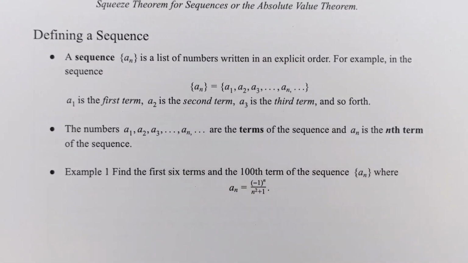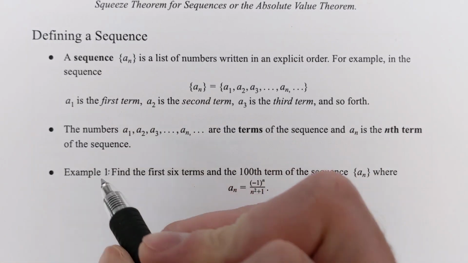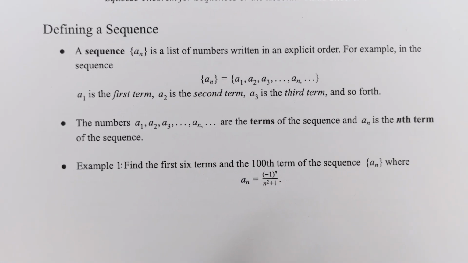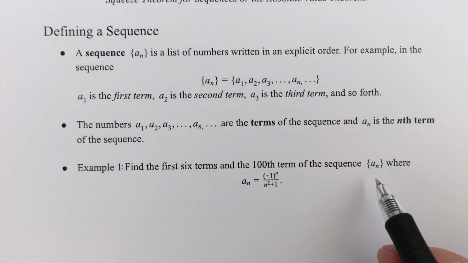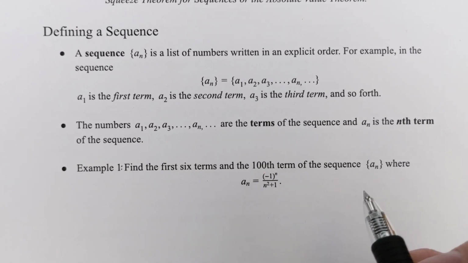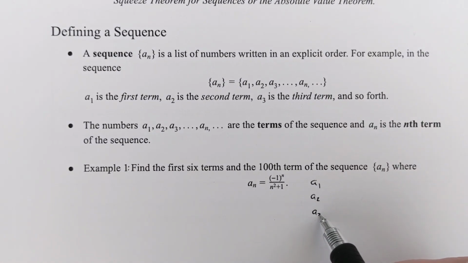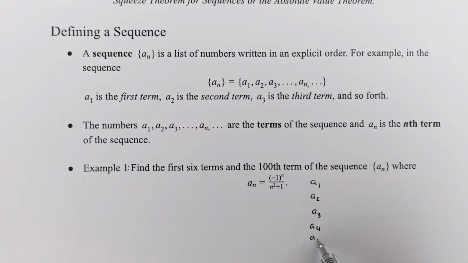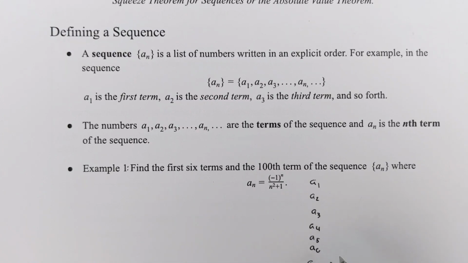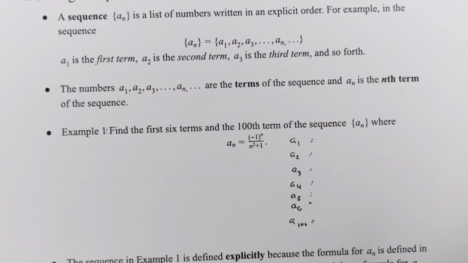Example 1: find the first 6 terms and the 100th term, where a_n is equal to this formula. So we need to find a1, a2, a3, a4, a5, a6, and lastly a100. We just do that by plugging the n value in for n.